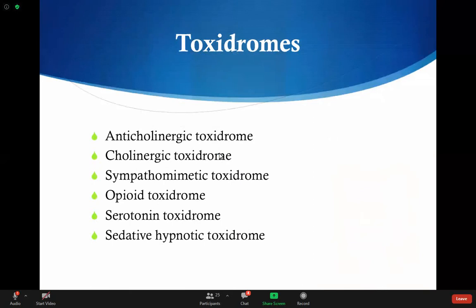Okay, so toxidromes, this is very, very, very important for you guys, because you're going to see patients who are not going to be able to tell you what they took because they might be altered, or maybe they don't want to say what they took. So you need to recognize these toxidromes, and then you can manage based on them.